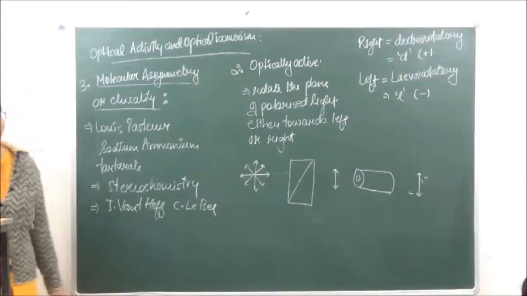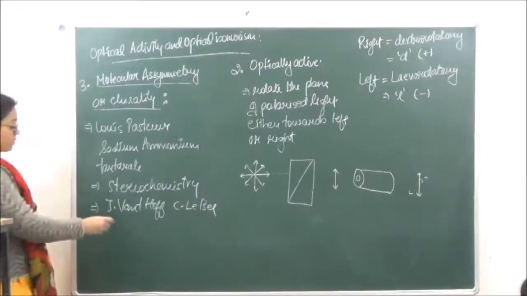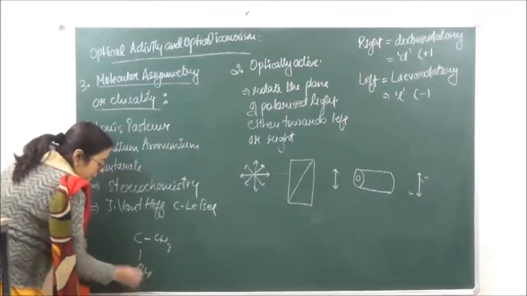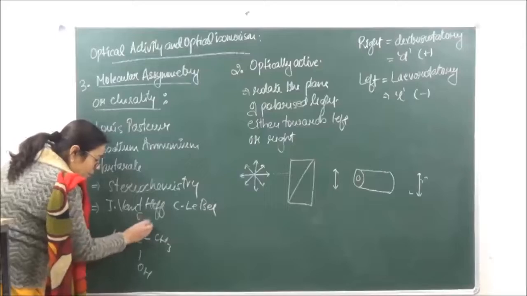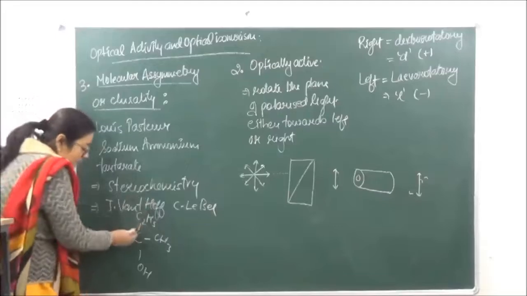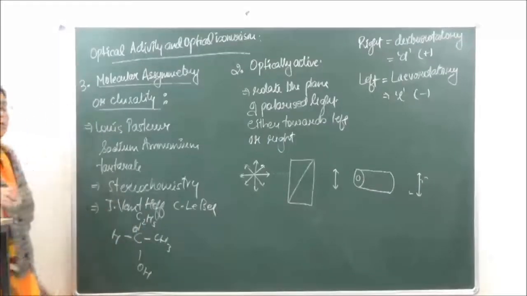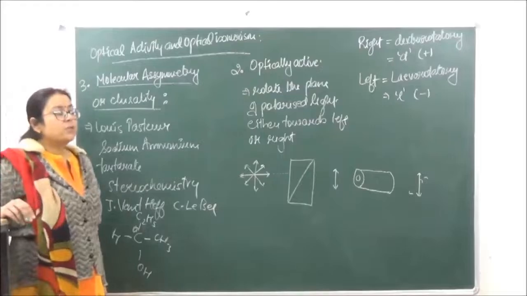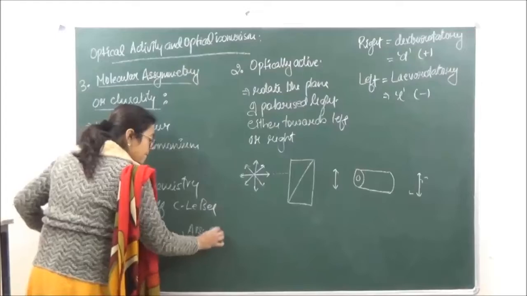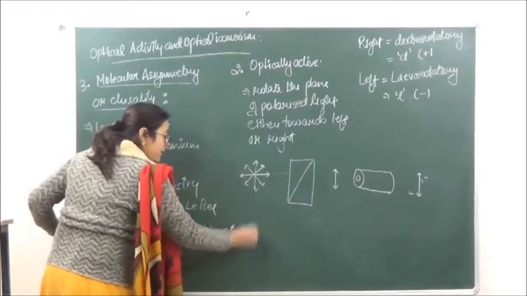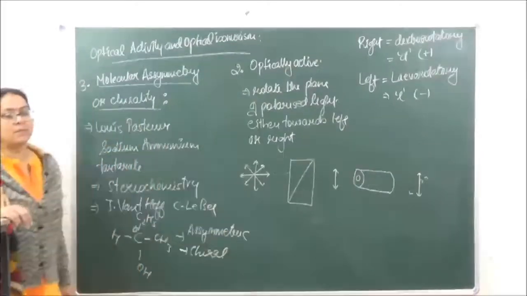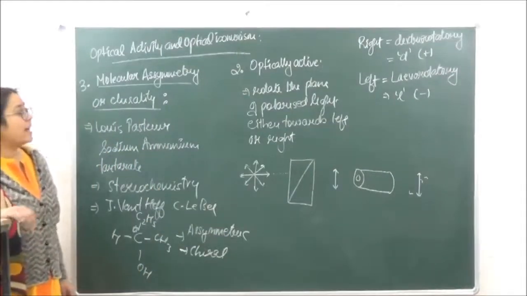Now what do you understand by chirality? That I will do later. First of all, let's take any carbon atom which has different groups attached to it. According to these two scientists, a carbon atom which has all 4 groups different attached to it was known as an asymmetric carbon atom, or a chiral carbon atom. Now what do we understand by chirality?